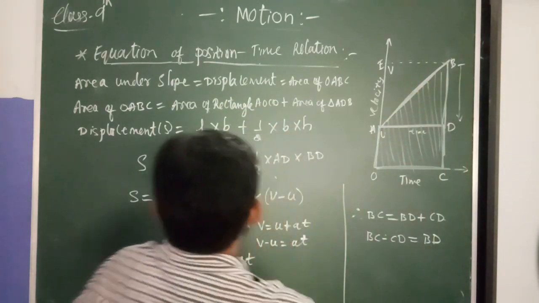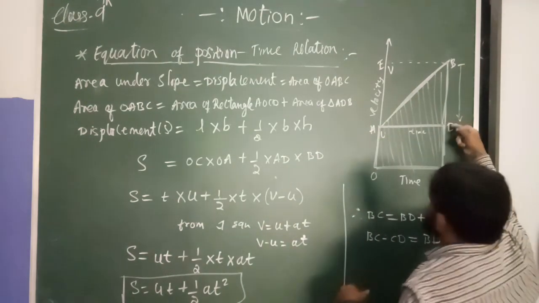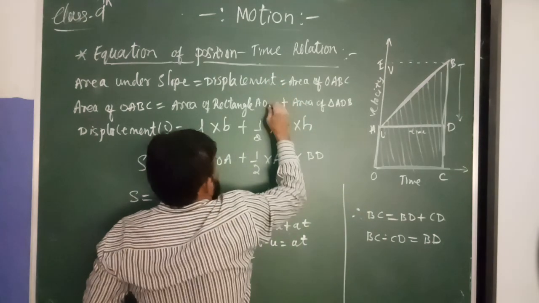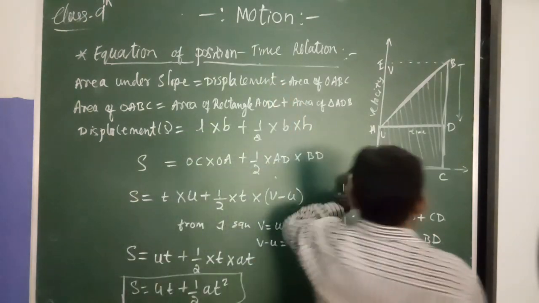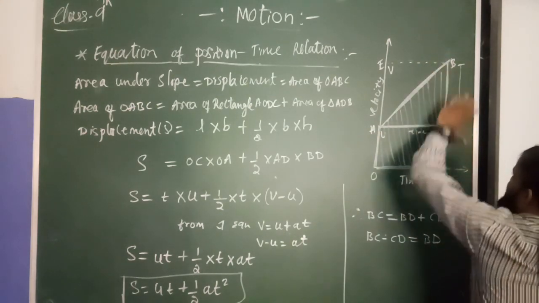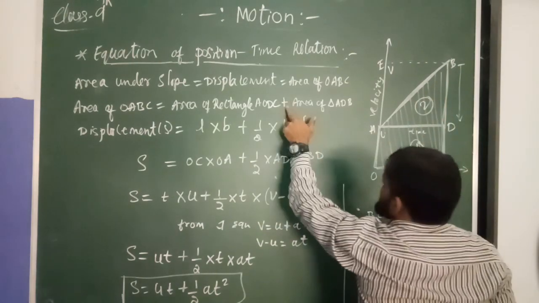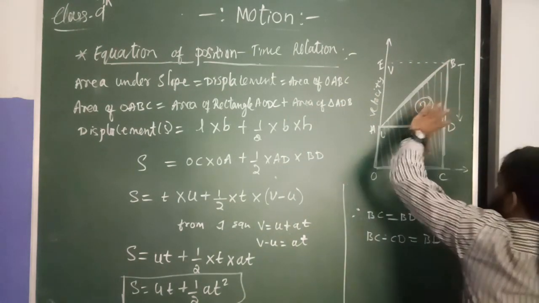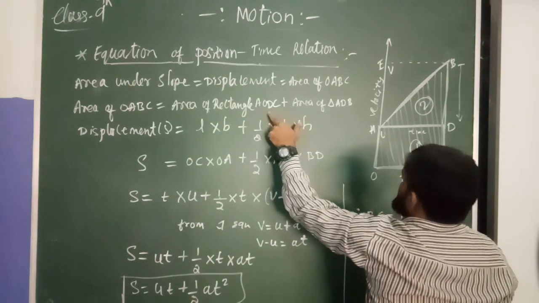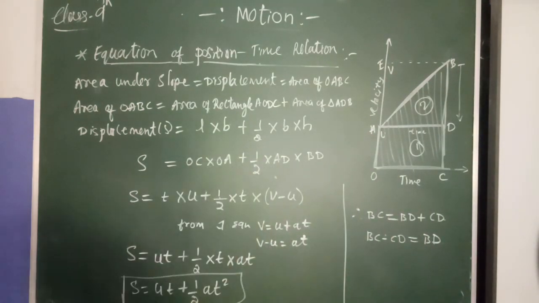So first, area of rectangle OADC. This is one rectangle under the curve, and another one is the second part. Under the curve means two things are there: one is a triangle, one is a rectangle. Area of rectangle AOCD, no problem.